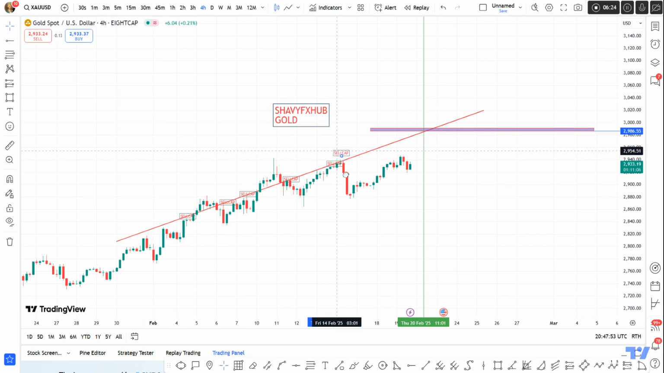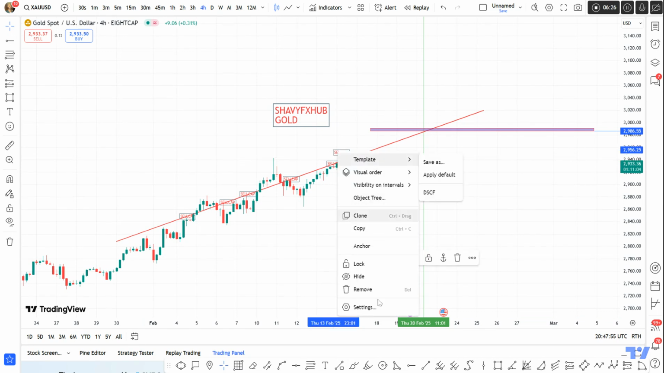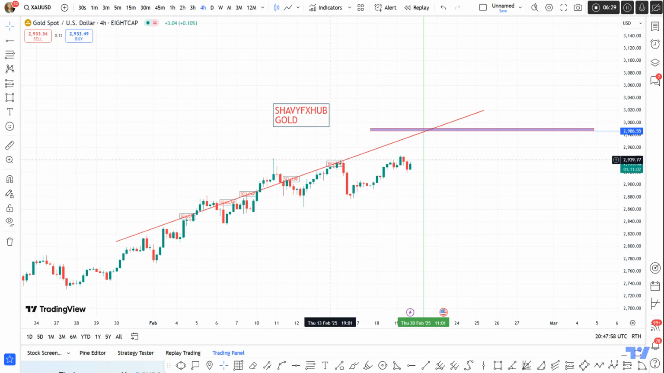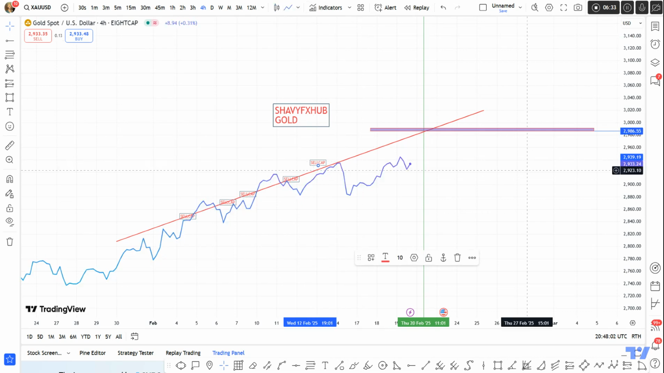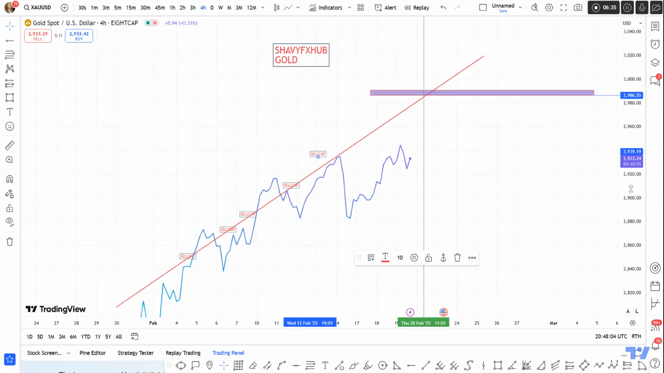Pattern is everything in the financial market. Pattern. It's not just drawing lines all the time. Look at the market. What is the market doing? Look on 4 hours now. You can see on 4 hours.